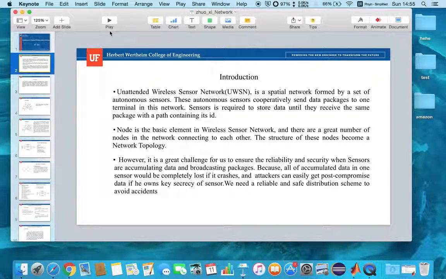The node is a basic element in this network, and there are a great number of nodes in the network connecting to each other, and the structure of these nodes becomes a network topology. However, it is a great challenge for us to ensure reliability and security when the sensors accumulate data and broadcast packages, because all the accumulated data in one sensor would be completely lost if it crashed, and the attacker can easily get the data if he owns the key of the sensor. So we need a reliable and safe distribution scheme to avoid this accident.